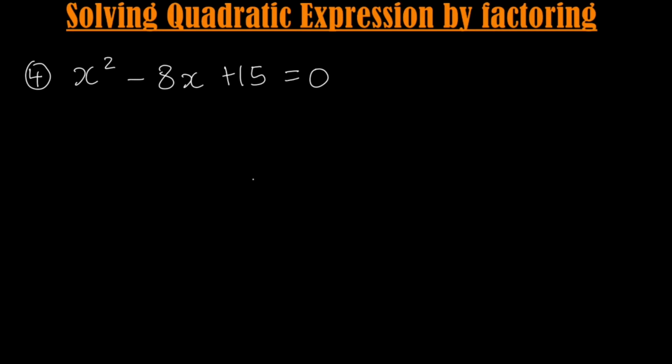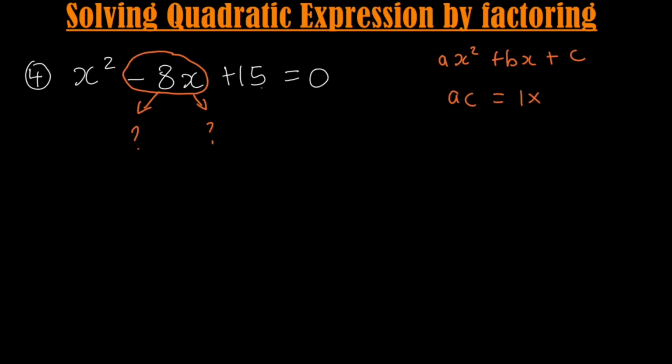So right here we have to use the AC method. So we need to find 2 factors to replace this middle term right here. Remember that the general form is ax squared plus bx plus c, where a and b are coefficients and c is a constant. So we need to find 2 factors that multiply to a times c. A is 1, so 1 times c, which is 15. So when we multiply those 2 factors, we get positive 15. And when we add those 2 factors, we get negative 8. So I want to find those 2 factors.